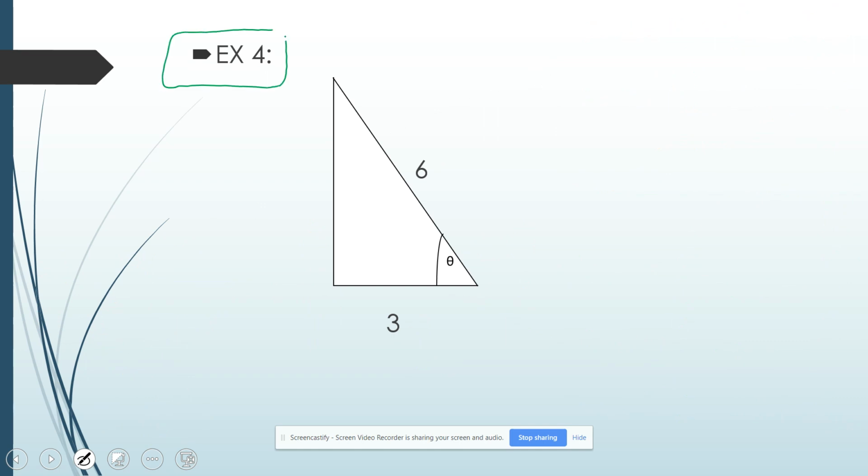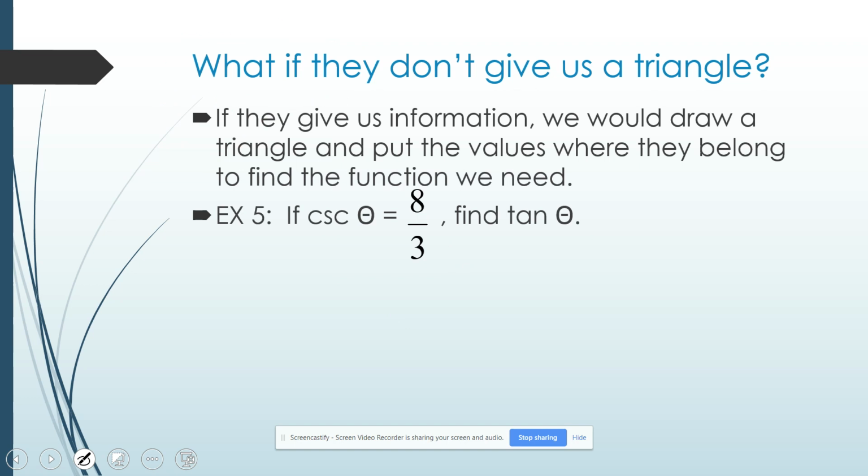All right, example 4. You're going to try on your own and bring it into class so we can check that for credit. Now we're going to go into what if they don't give us a triangle with side lengths? What if they give us a trig value instead?